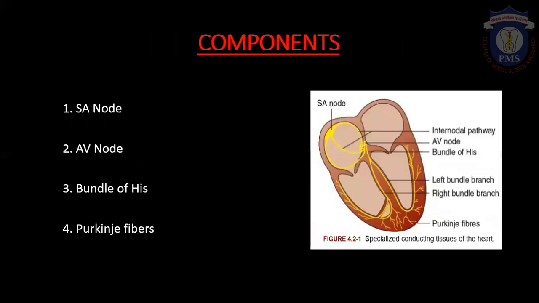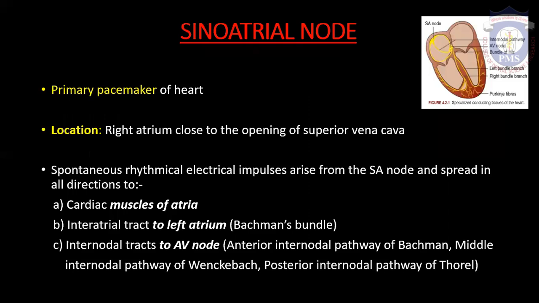Now let's see what the components of the conducting system are. The conducting system of the heart is formed by modified cardiac muscle fibers, which are the SA node, AV node, bundle of His, and Purkinje fibers. I repeat, SA node, AV node, bundle of His, and Purkinje fibers are the components of the conducting system. Now let's see each one in detail.